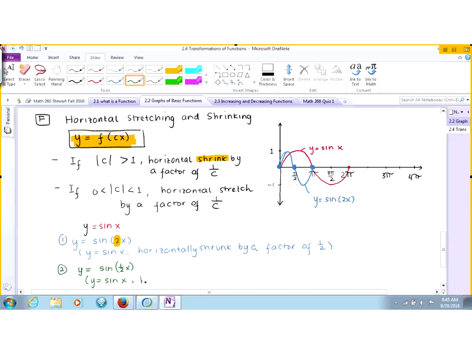This is the graph of y equals sine x. Horizontally, what? Yes, expanded, horizontally stretched by a factor of... is it a factor of half? No, a factor of 1 divided by half, which is 2. That's why I put 1 over c here. Did you see this? So it's 1 over half, so it is 2. Before it ended at 2 pi, now it ends at 4 pi.